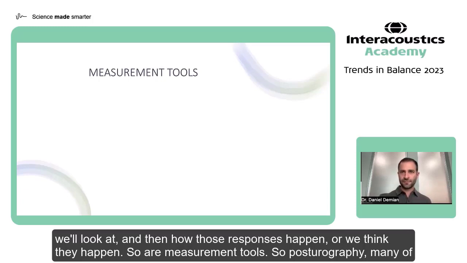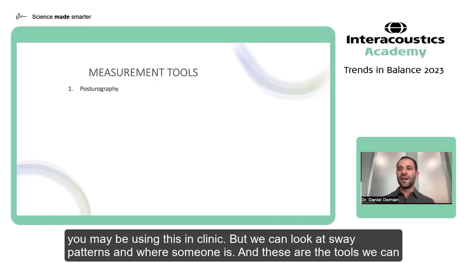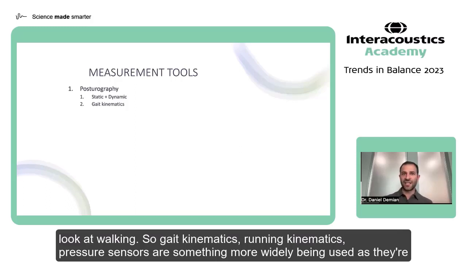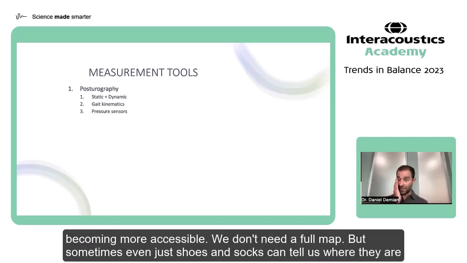So our measurement tools. So posturography, many of you may be using this in clinic, but we can look at sway patterns and where someone is. And these are the tools we can look at to get a sense of the integration of these different areas, which is important. That can be static or dynamic. We can look at walking, so gait kinematics, running kinematics. Pressure sensors are something more widely being used as they're becoming more accessible.